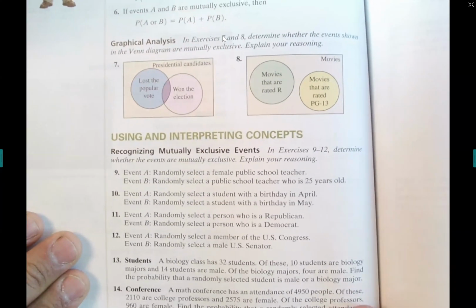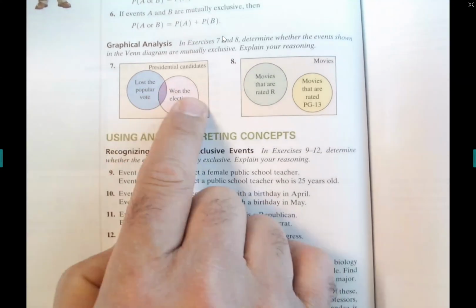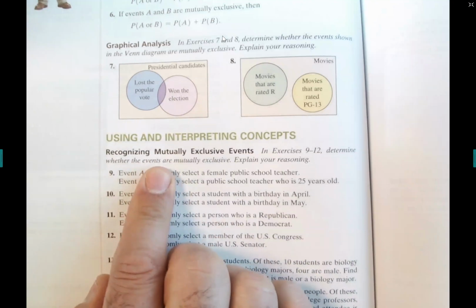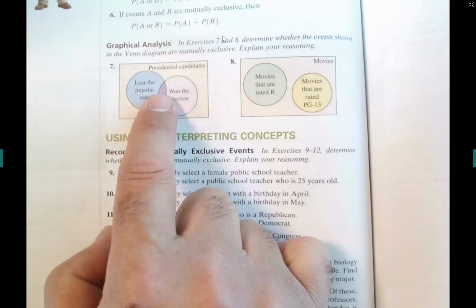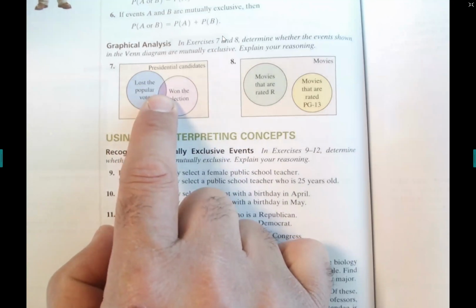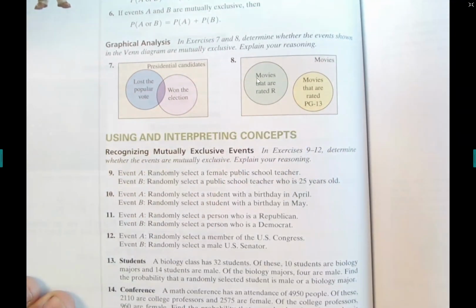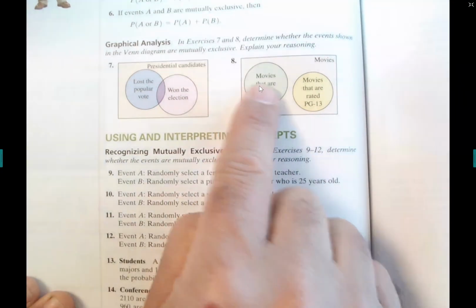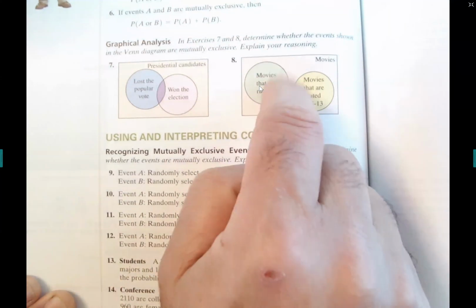What do you think of number 7, for example? Can the two things here happen at the same time? Do you see that he gives you a signal that they can happen at the same time because there's an intersection, an overlap? These events are not mutually exclusive. But look at number 8. Can these two events happen at the same time? Movies that are rated R cannot be movies that are rated PG-13 at the same time. So these events are mutually exclusive, and you can see there is no intersection in here.